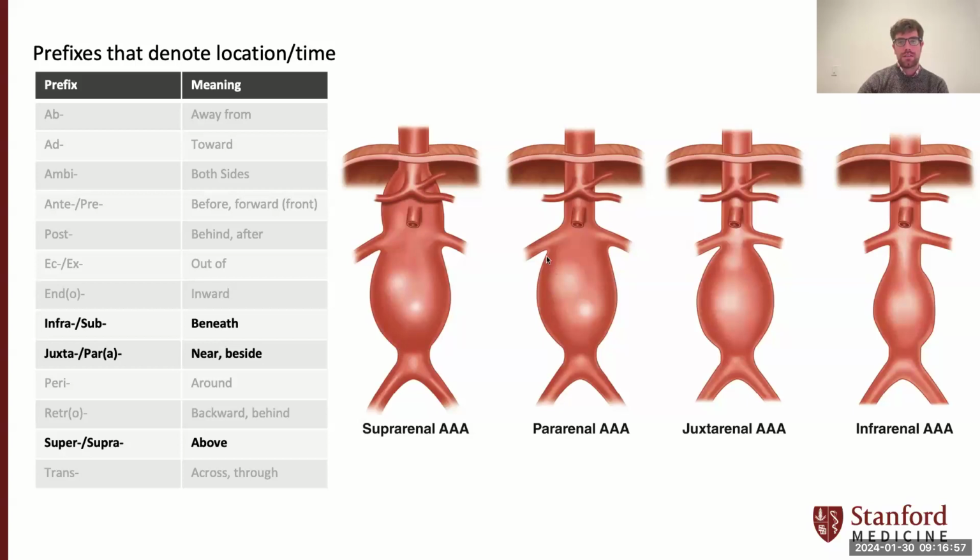A pararenal is basically right there. The juxtarenal is near it, but not quite involving it. And then an infrarenal is below the renal artery. So this infrarenal is much easier to repair and is the safest and lowest risk, whereas these suprarenal AAAs are very, very difficult to repair and require a lot more planning before a procedure takes place.